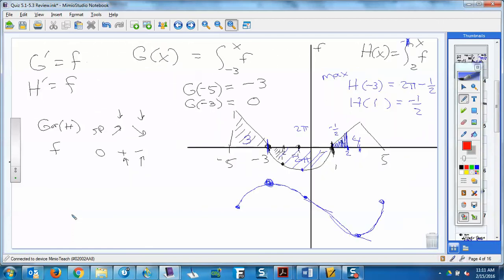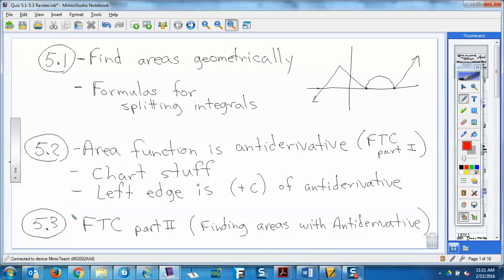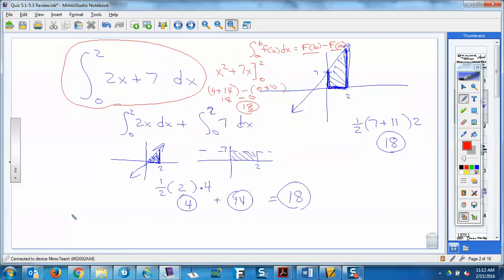But as far as the quiz goes, a good dose of easy stuff: geometric areas, fundamental theorem part 2, which we're going to do a few more of here in a minute, and then you're going to get some more practice for tomorrow, so those should be easy. Chart stuff, that should be easy. And then there could be some with that notation that you got to mess with a little bit, but otherwise, that's pretty much everything. Okay?